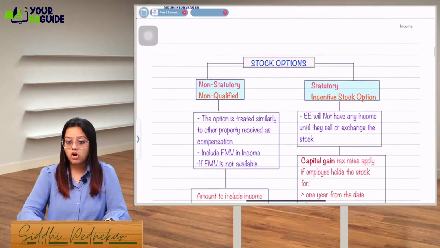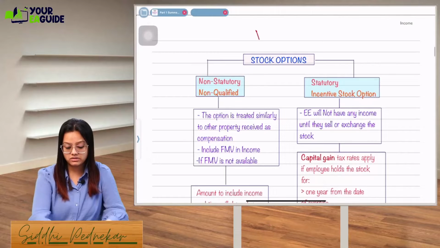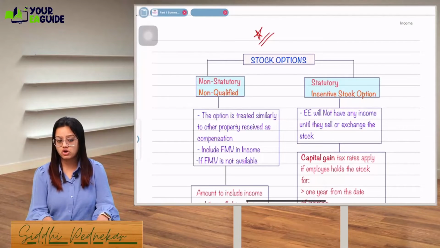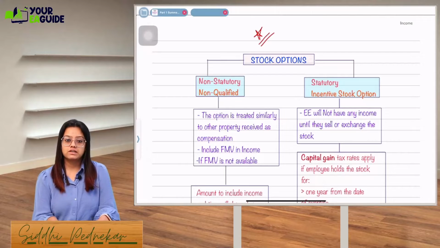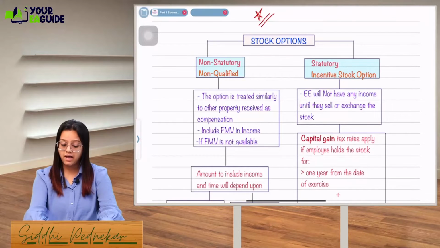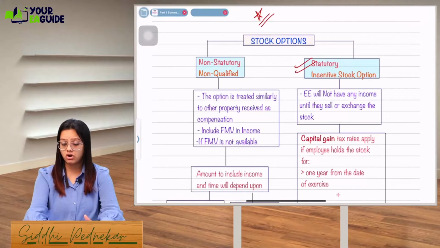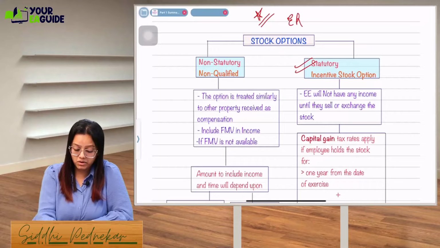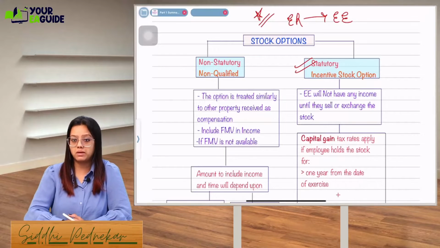Next is stock option, most important and the examiner's second favorite topic. They will ask you a few questions on stock options. If you receive a non-statutory stock option, that is non-qualified stock, then the treatment is different. And if you receive a statutory stock option, that is an incentive stock option, that means when the employer is going to provide some stock to the employee.